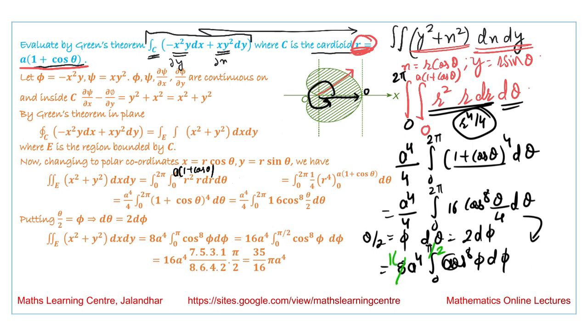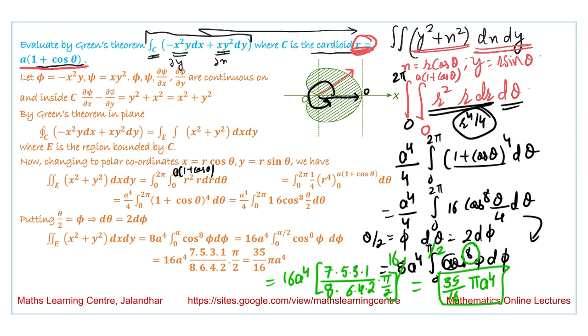this 8 will become 16, and the answer we get is 16 a raised to the power 4 into, as the power over here is 8, 7 into 5 into 3 into 1. We are using the reduction formula over here. It is 8 into 6 into 4 into 2 into pi by 2. So the answer we get is 35 by 16 pi a raised to the power 4. So the value of this integral is 35 by 16 pi a raised to the power 4.